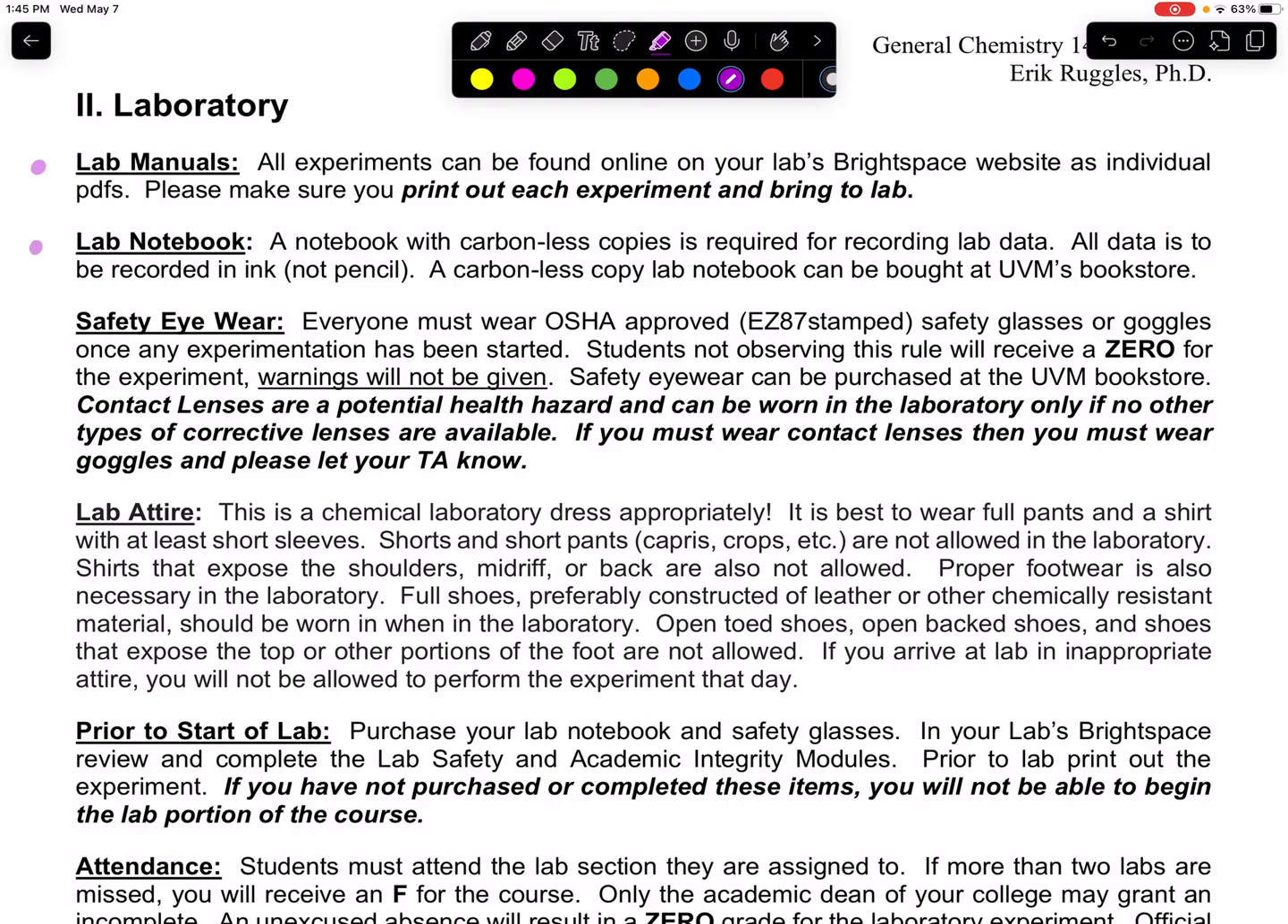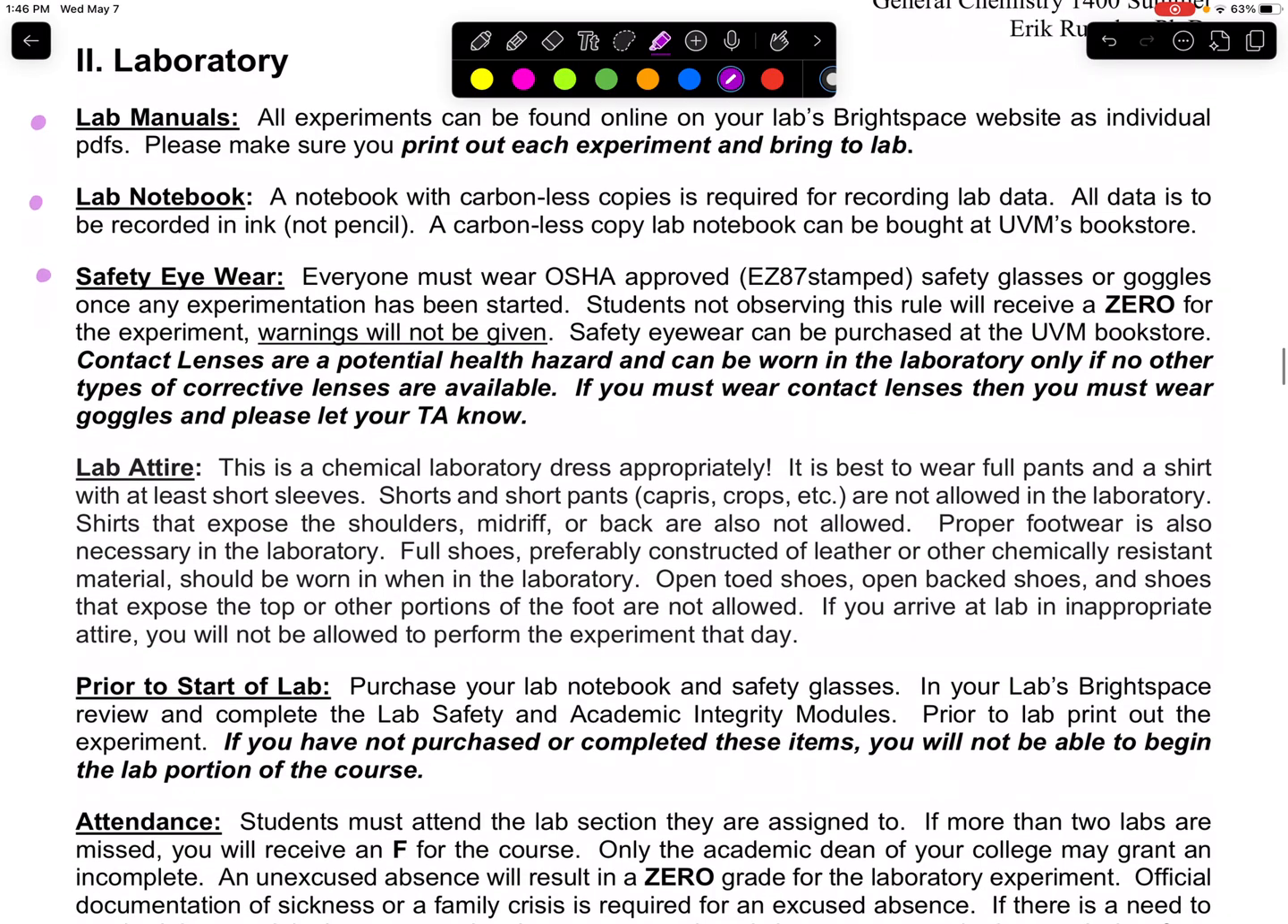You should get together your lab notebook, which you can buy at the UVM bookstore. It's carbonless copy. You also need safety eyewear such as goggles or glasses, and lab attire, meaning you have to wear the proper shoes, the proper pants, and the proper type of shirt. We don't want any exposed skin, to help with the possibility of getting chemicals on us. If we get something on clothing, we can take the clothing off. If we get chemicals on our skin, well, the chemicals might take the skin off, so we don't want that.